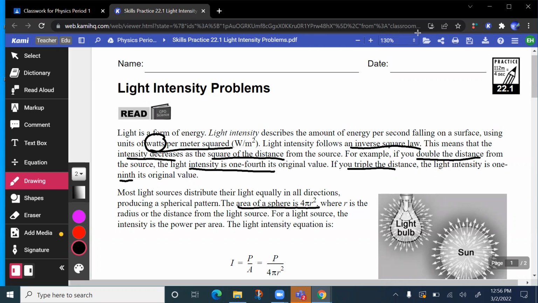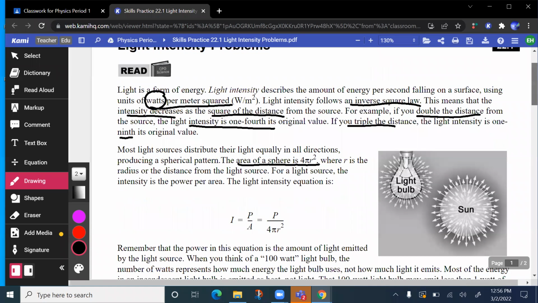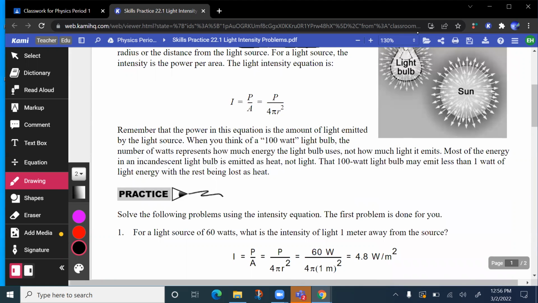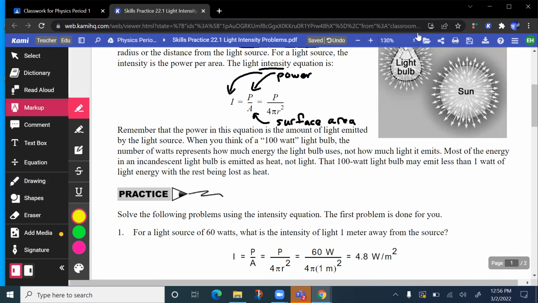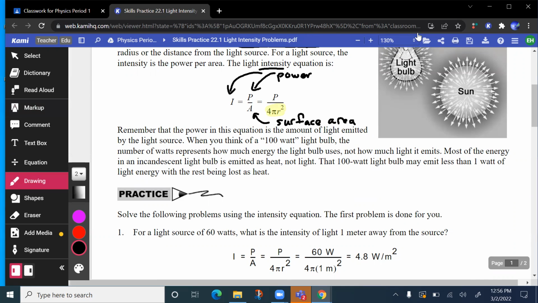The light intensity equation is as follows. I, which stands for intensity, is equal to power divided by surface area. Remember, the surface area is this part right here, which is 4 pi r squared. Remember that the power in this equation is the amount of light emitted by the light source.